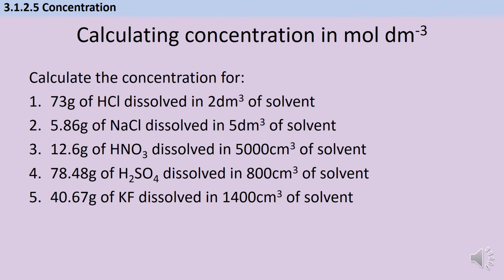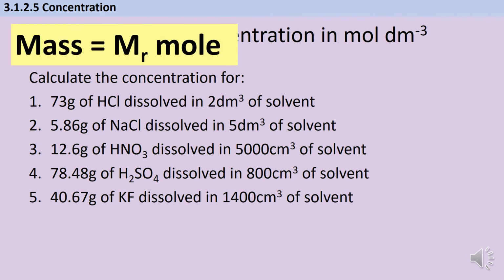So your first step for each one of these questions is to work out how many moles do you have. And for that, you're going to need the formula mole is Mr. So you're hopefully familiar with this formula, and you know that Mr is relative formula mass. So for each one of these chemicals, we're going to need to add together the relative atomic masses of all the atoms in them to work out a relative formula mass.